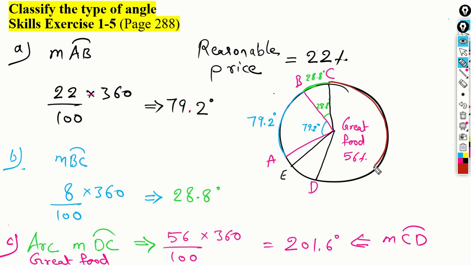D to C is your major arc. It's 56%. So again I will change 56% in terms of number, multiply with 360 degree, and you will get 201.6 degree. So the angle which I'll get here is 201.6 degree. So this will also be 201.6 degree, right? Okay, let's try next question.